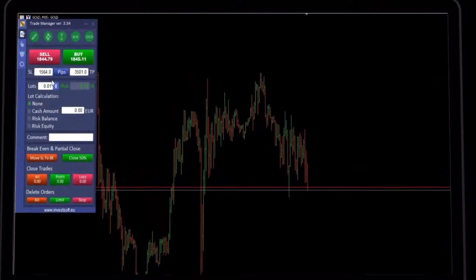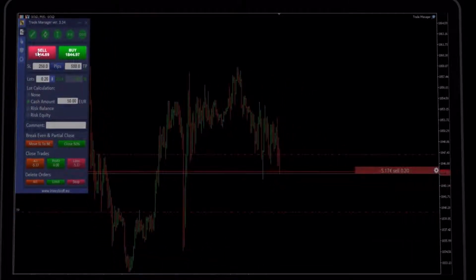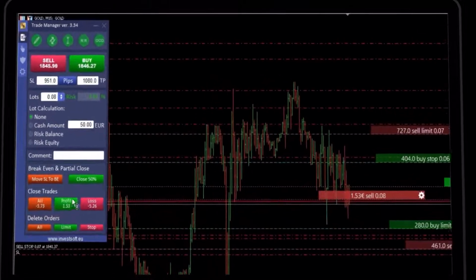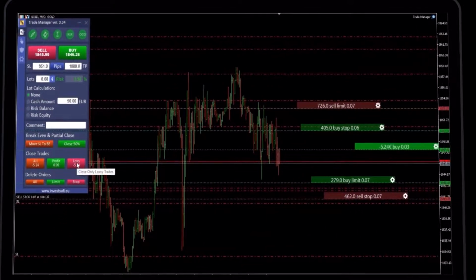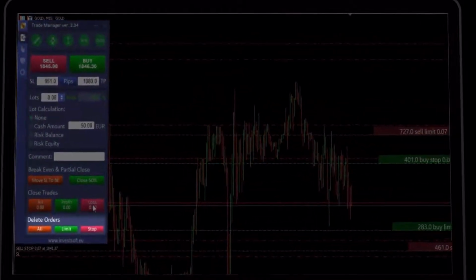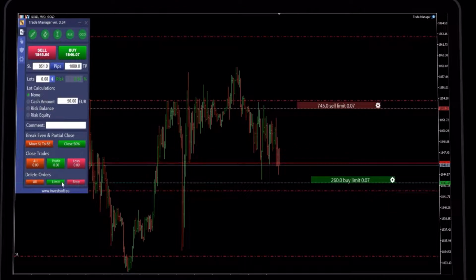If you are a scalper and need to quickly open and close trades without setting defenses or targets, then you have everything at your fingertips in the Trade Manager panel, where you can define fixed order parameters and quickly open them by clicking the Buy or Sell button. Closing or deleting orders is also done directly from the Trade Manager panel, where you can close everything with one button or select a specific type of pending order, or close only profitable or loss-making trades.